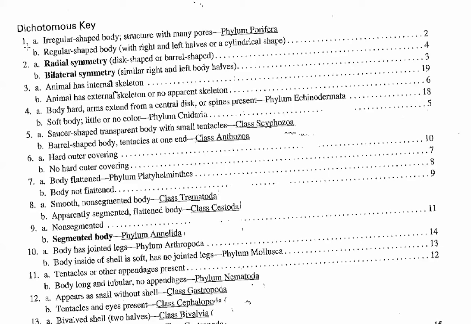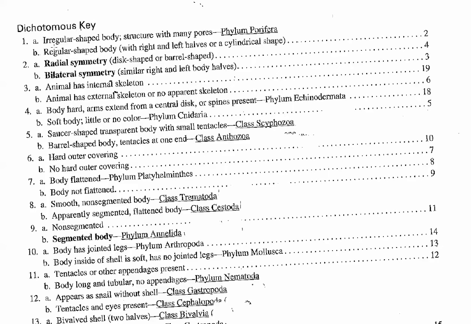So choice number one in the animal roll call key is about the body shape of the animal that you're going to be looking at. If the animal has an irregular body shape or a structure with many pores, then you're going to determine that that animal resides within the phylum Porifera. So if you were looking at an animal that met this description, you would just write down the words phylum Porifera on your numbered piece of notebook paper.